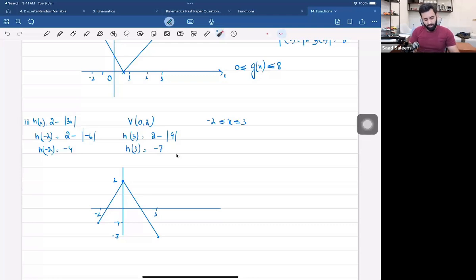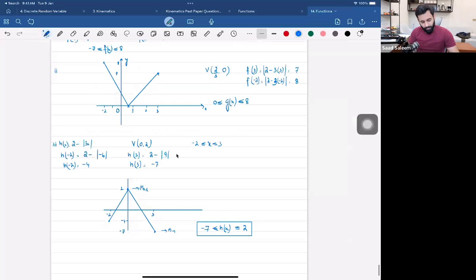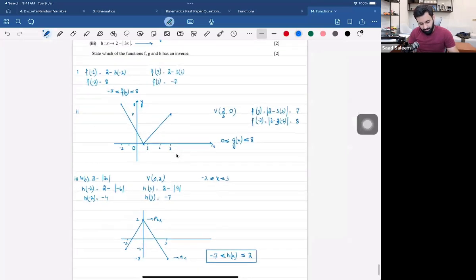Okay, now looking at this, what's the range going to be? Let's see. So h of x is greater than or equal to -7. Okay, and lesser than or equal to 2. That's correct. Why? Because this is, as we all can see, the maximum value, and this is, as we all can see, the minimum value.